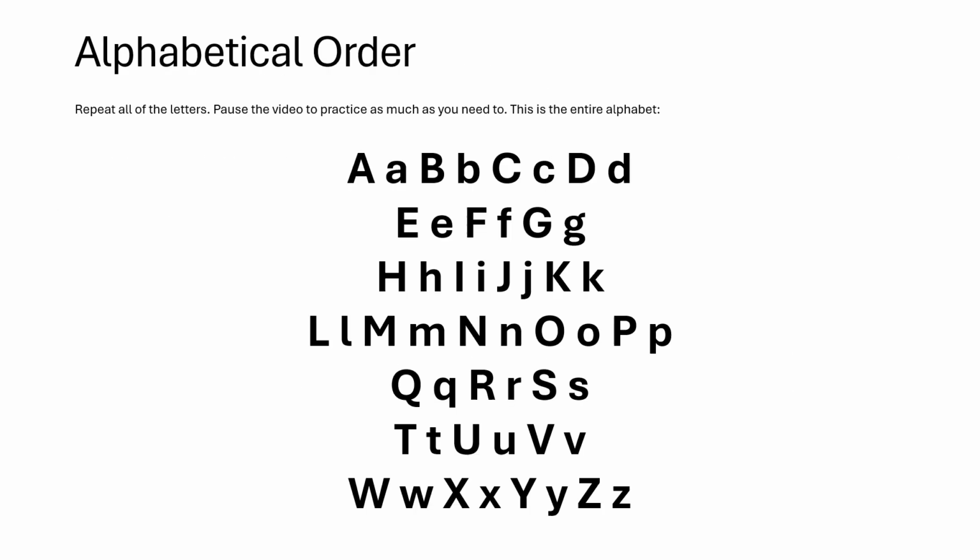Repeat all of the letters. Pause the video to practice as much as you need to. This is the entire alphabet. When I pause at the end, you repeat the letters. A, B, C, D, E, F, G, H, I, J, K, L, M, N, O, P, Q, R, S, T, U, V, W, X, Y, Z.